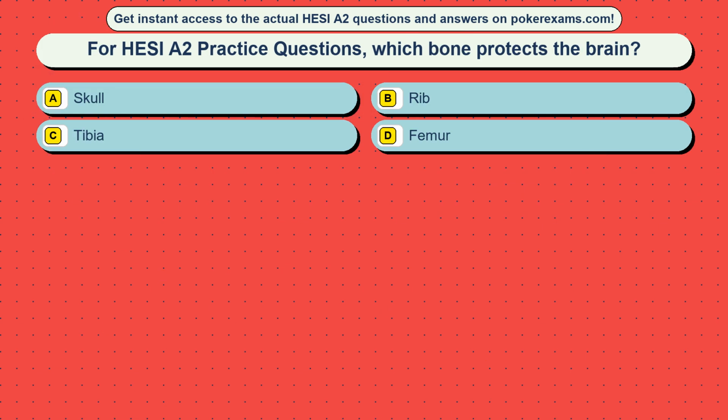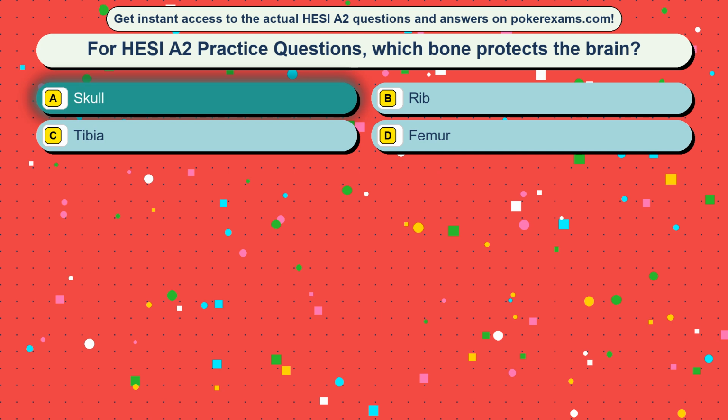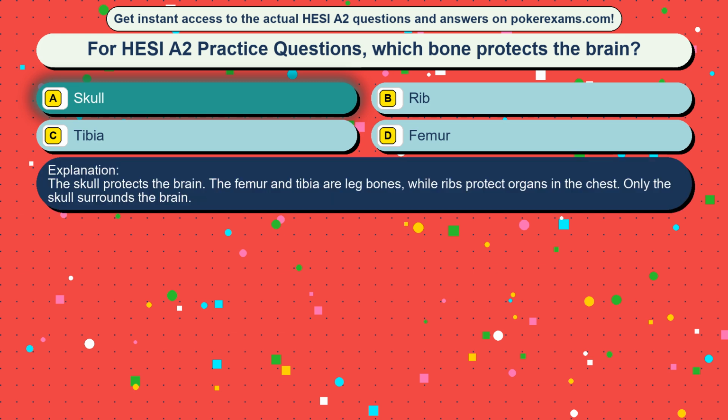Question 42. For HESI A2 practice questions, which bone protects the brain? Option A, skull, option B, rib, option C, tibia, option D, femur. The correct answer is option A, skull. The skull protects the brain. The femur and tibia are leg bones, while ribs protect organs in the chest. Only the skull surrounds the brain.